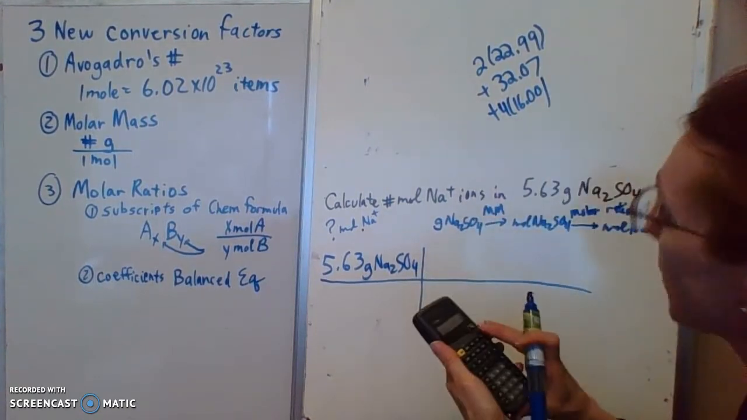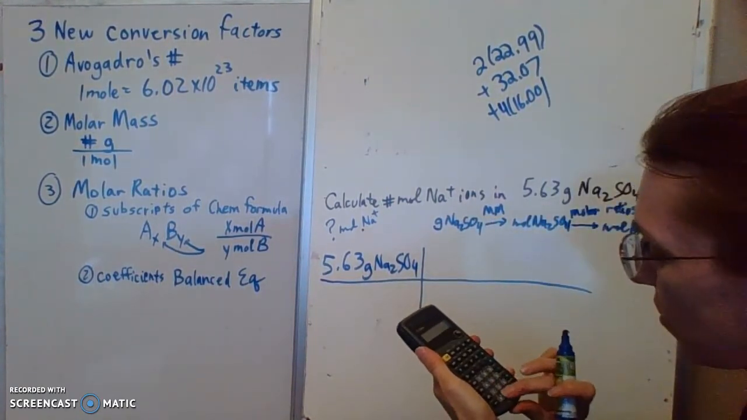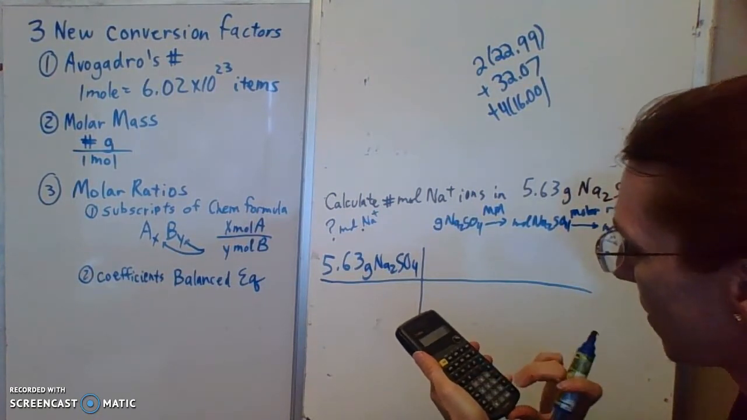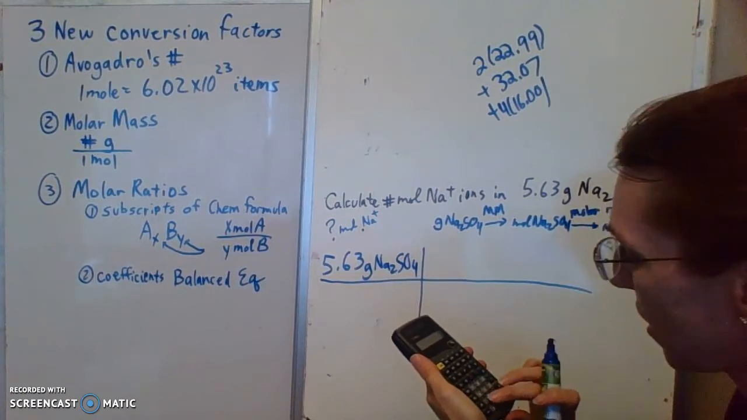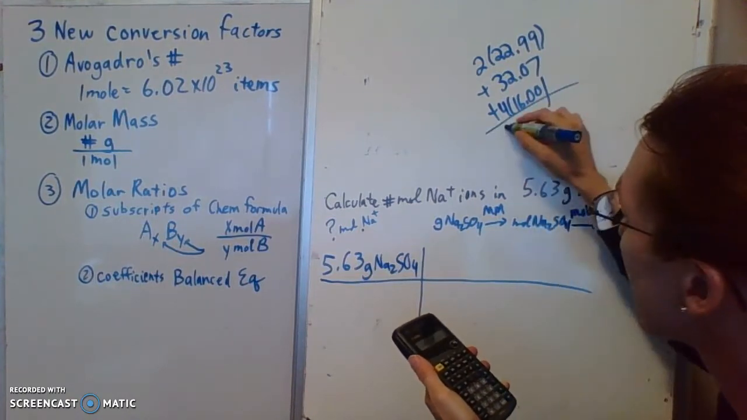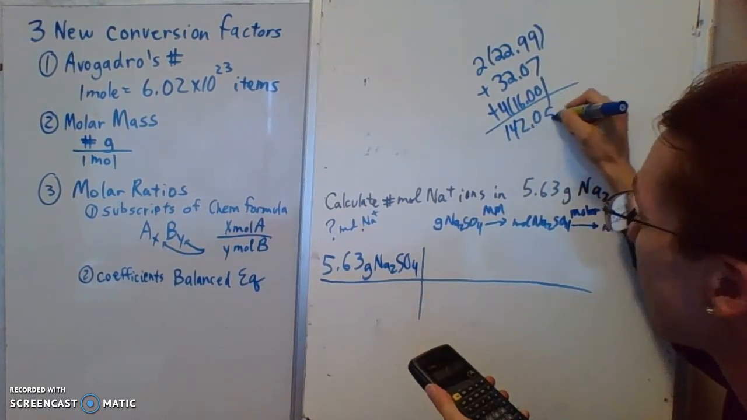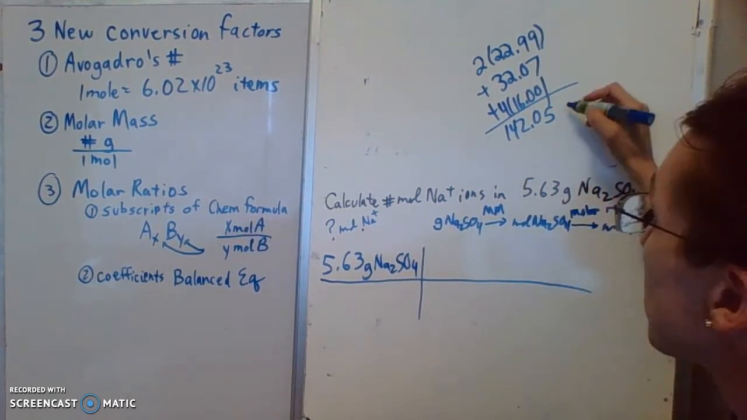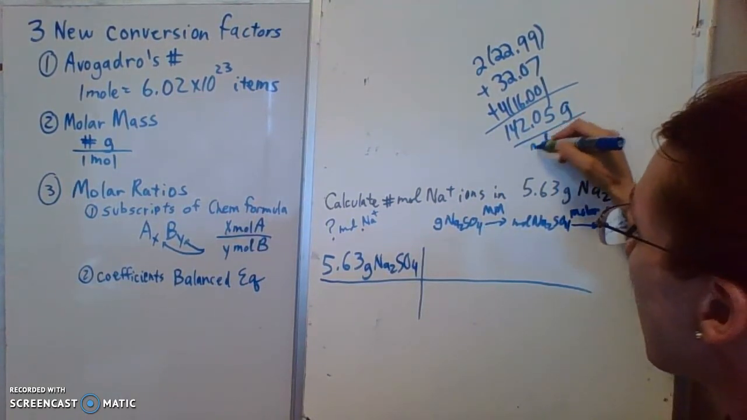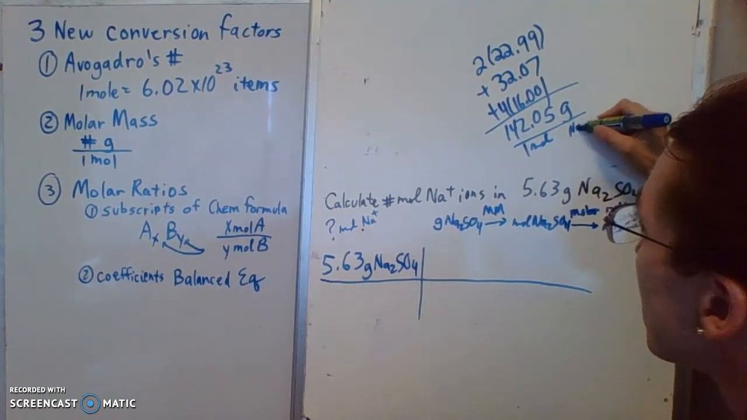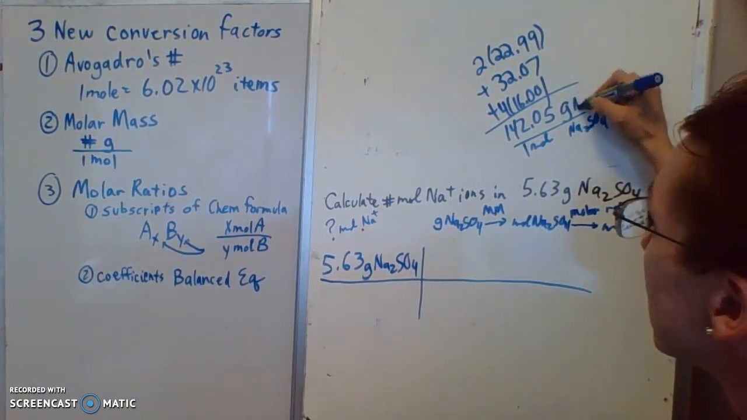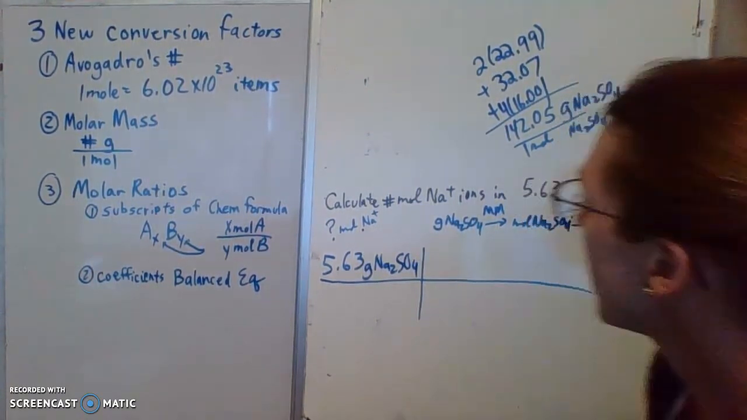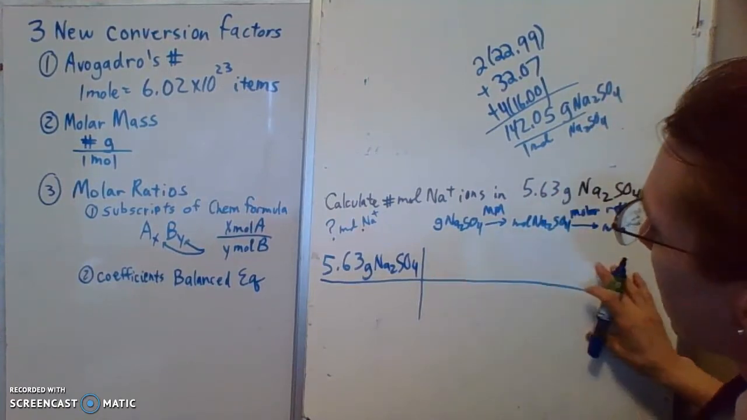And we add those together: 2 times 22.99 plus 32.07 plus 4 times 16. And we end up with 142.05. And this is molar mass, so what are the units? Grams per mole. It's 142.05 grams per 1 mole, and this is for the Na2SO4. Okay, so let's go ahead and use that in our problem.